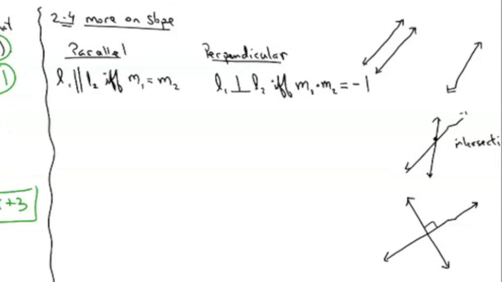All right, so this opens up some nicer things. If I start off with a slope, and I say, well, what's parallel to it, and what's perpendicular to it? We should be able to do this rather quickly.